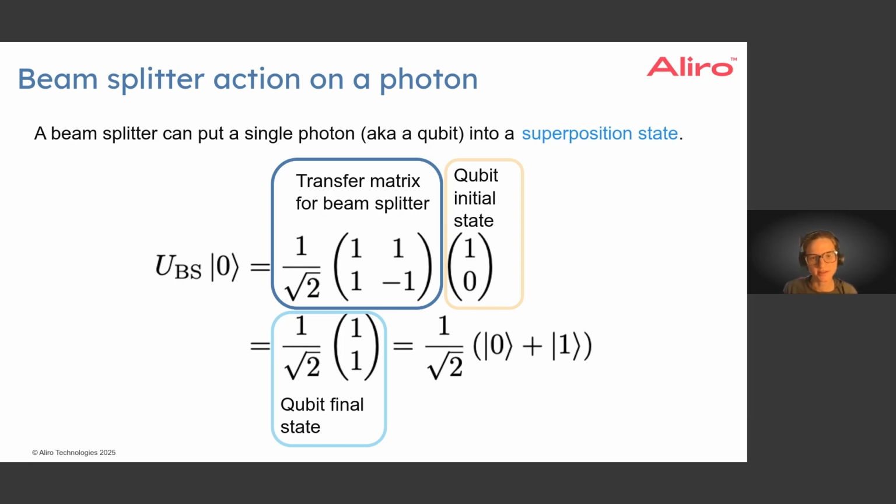If we take this transfer matrix expression and multiply it by this expression for a qubit that only enters into one beam splitter port, what we get out in the end is 1 over root 2 times [1, 1], which is a superposition state for a qubit. It means that this qubit has a 50% chance of having transmitted and a 50% chance of having reflected, and you don't know if it transmitted or reflected until you actually measure the qubit.